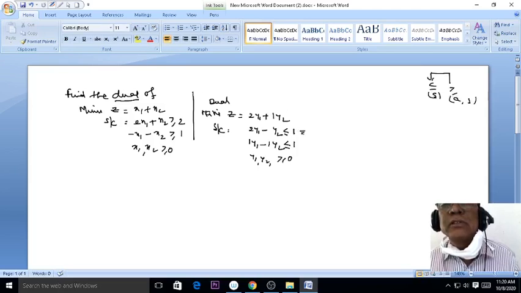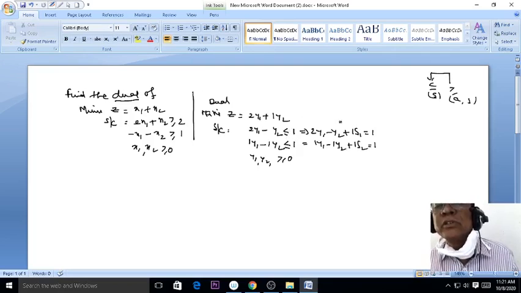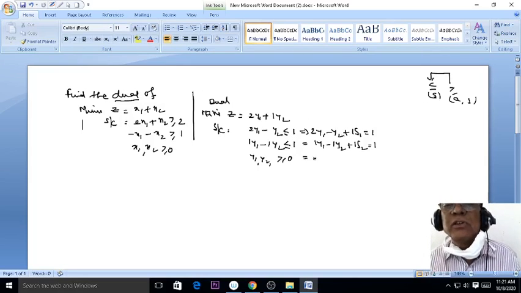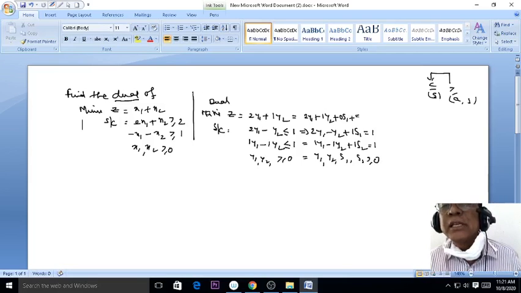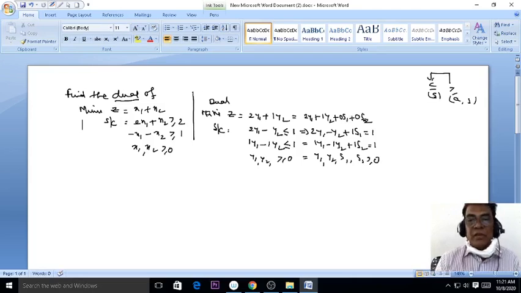So conversion: this one is 2y1 minus y2 plus 1s1 equal to 1. Next, go to this: 1y1 minus 1y2 plus 1s2 equal to 1, because inequality equations become equal equations. So this is equal, and y1, y2, s1, s2 greater than or equal to 0. Finish. Now how to convert the objective function of the maximization? This is 2y1 plus 1y2 plus 0s1 plus 0s2. Finish. Now conversion is over.